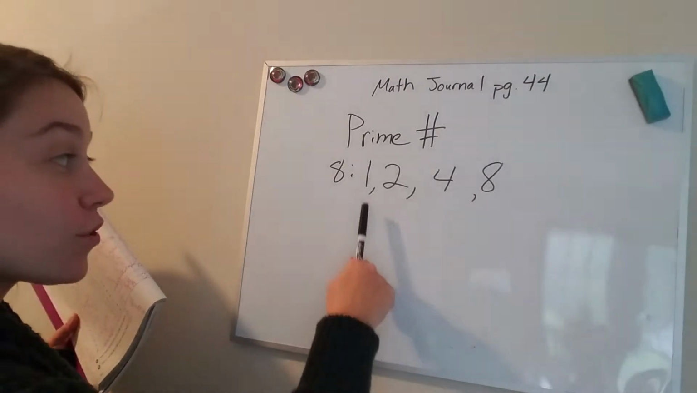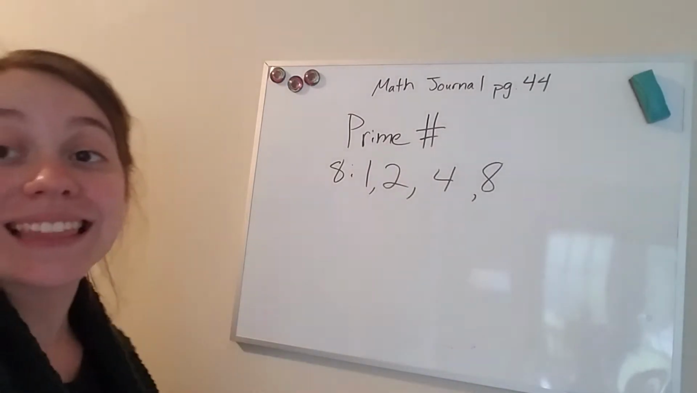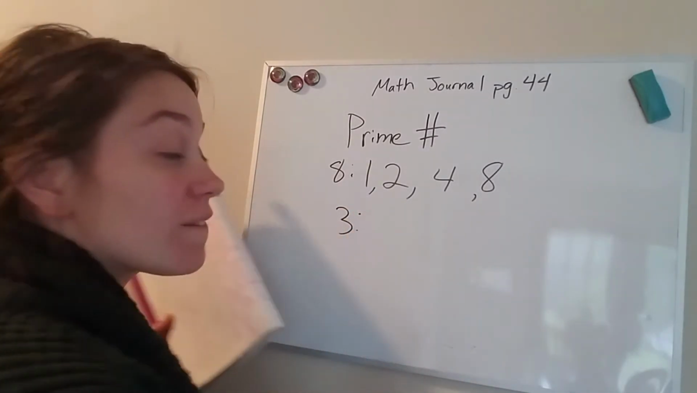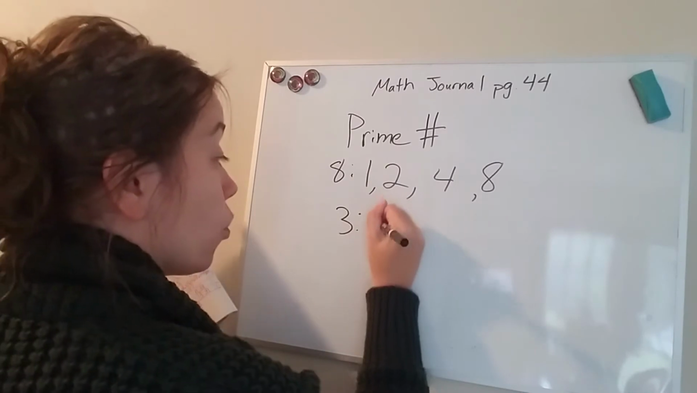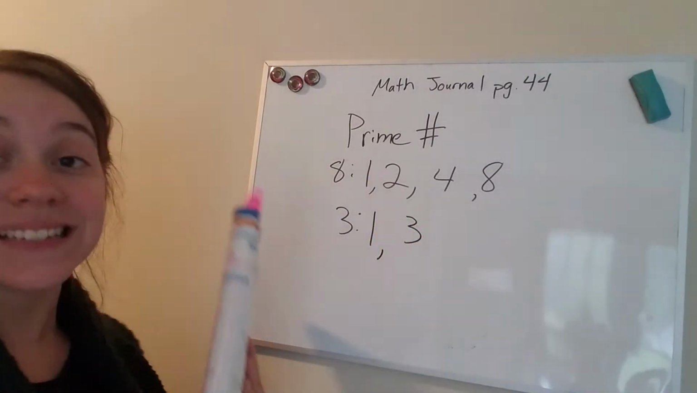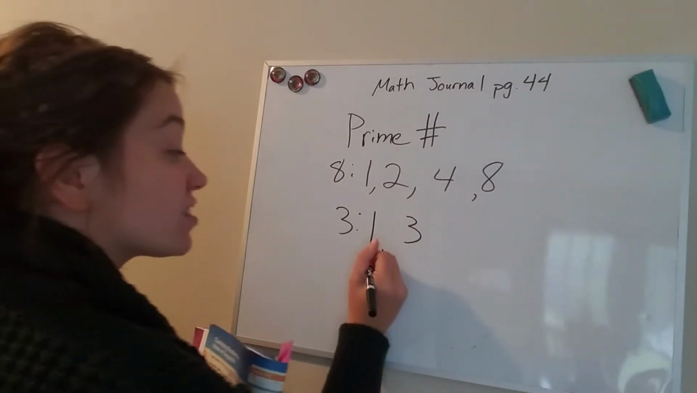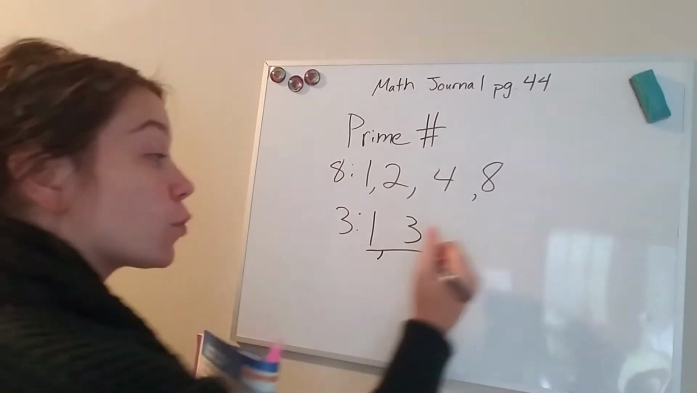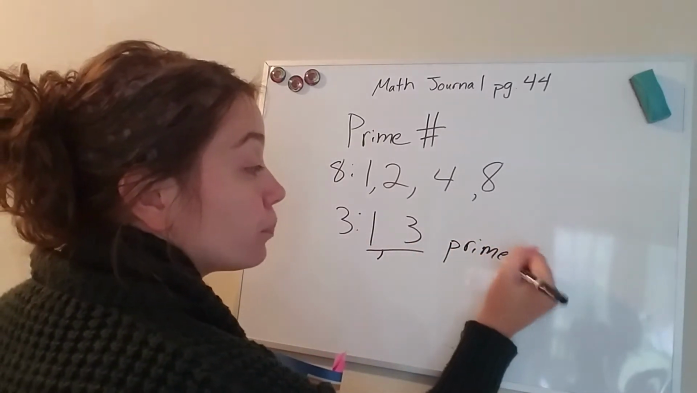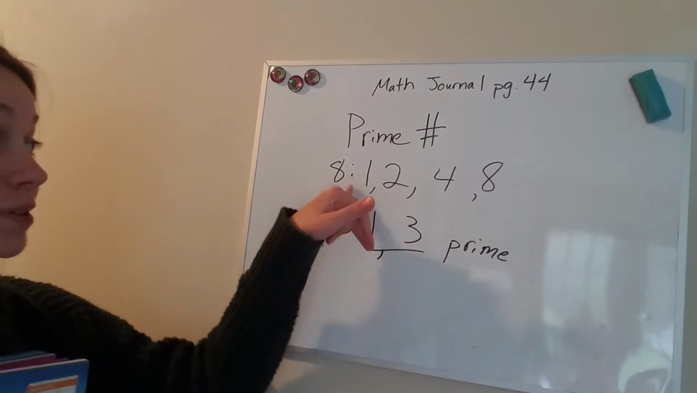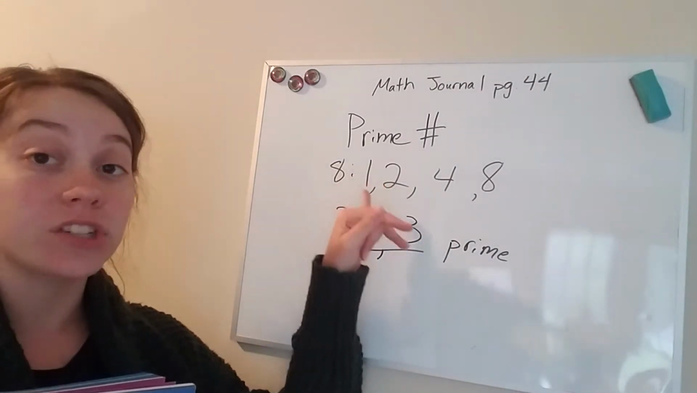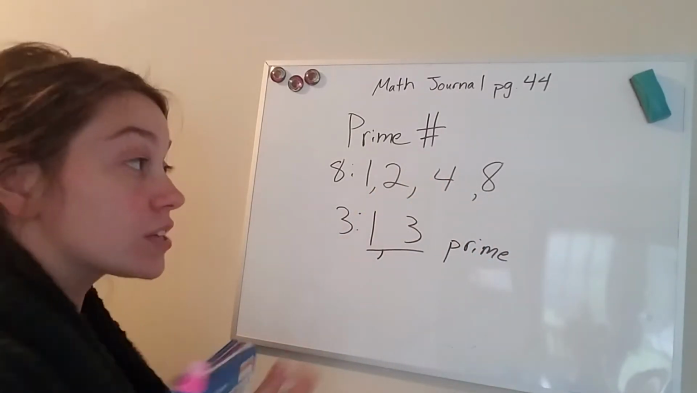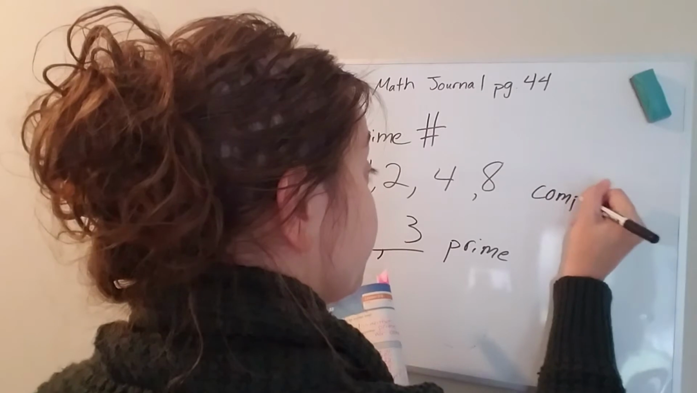But there is more than just 1 and the number itself. Let's look at the number 3. If we have the number 3, what factors do we have? We have 1 and 3. There is nothing else that we can put in there. So since our only factors are 1 and the number itself, this one is a prime number. Since with 8 we have more than just 1 and the number itself, we have 2 and 4 as factors, that means it is composite.